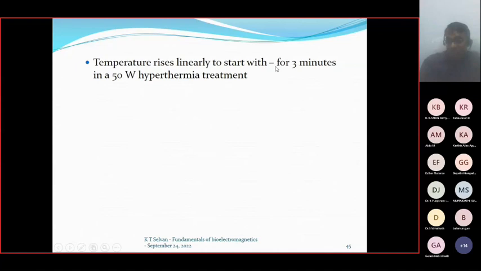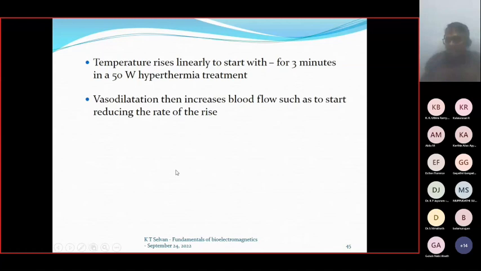For a 50 watt hyperthermia treatment, temperature rises linearly for about 3 minutes, and then vasodilation occurs. What is it? Heating results in expansion of the veins, the blood carrying vessels. So what happens? The blood flow increases, so the transfer of heat to other regions also increases. Which means the temperature rise cannot be expected to remain the same. The blood flow becomes more, therefore the temperature gets more distributed.